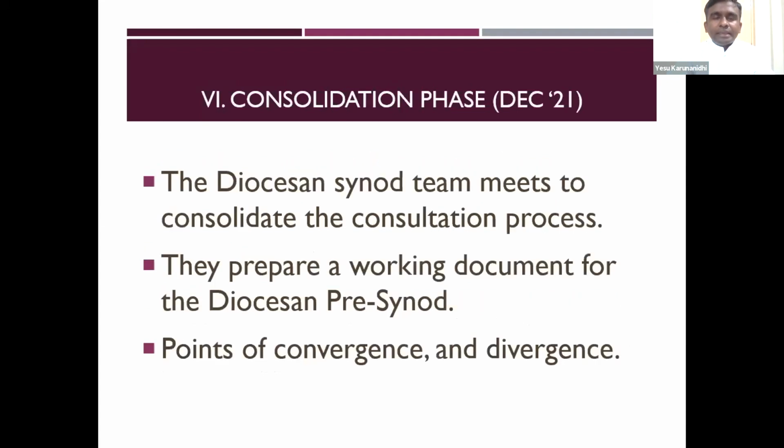Step number 6, consolidation phase. This will happen in December 2021. The diocesan synod team meets to consolidate the consultation process. In the sense, different parishes have their consultation, or different religious groups have their consultation. They send their reports to the diocesan synod team, and it consolidates. After consolidating, they prepare a working document for the diocesan pre-synod.